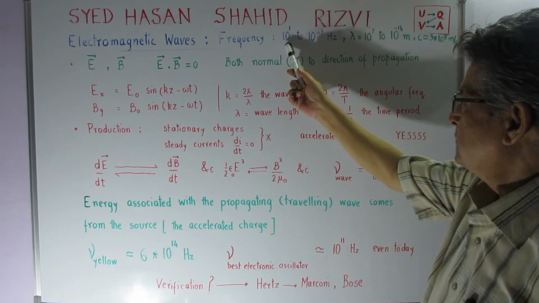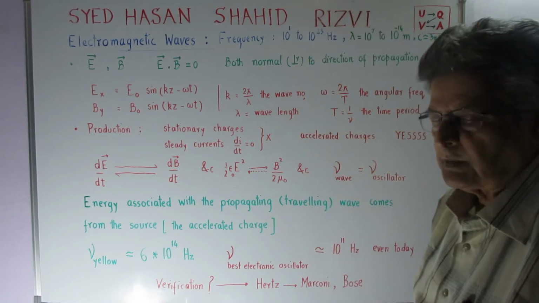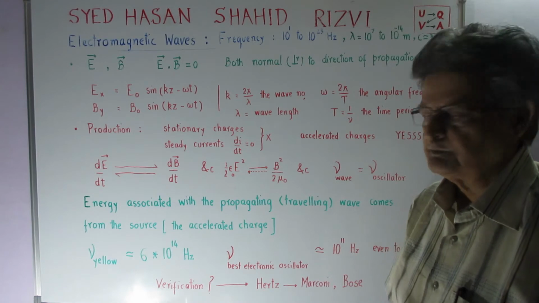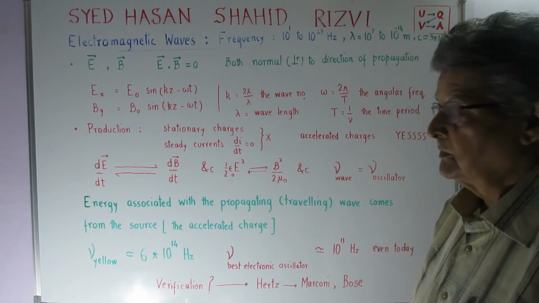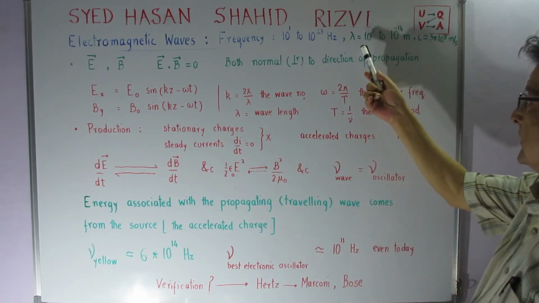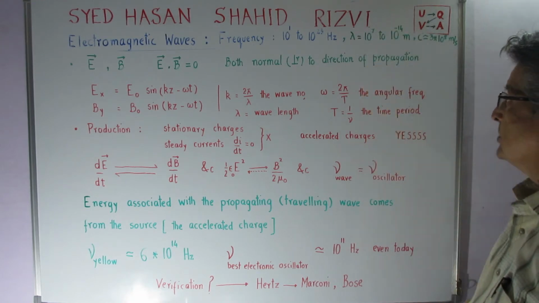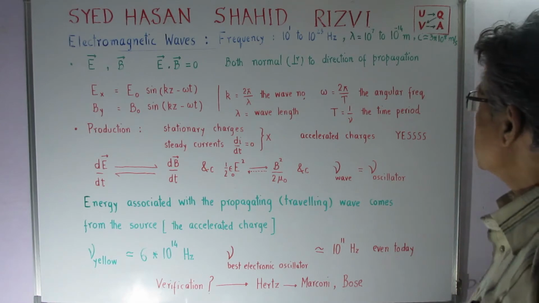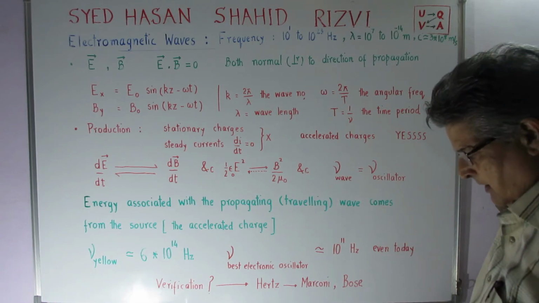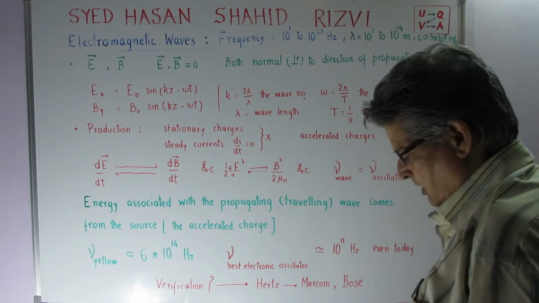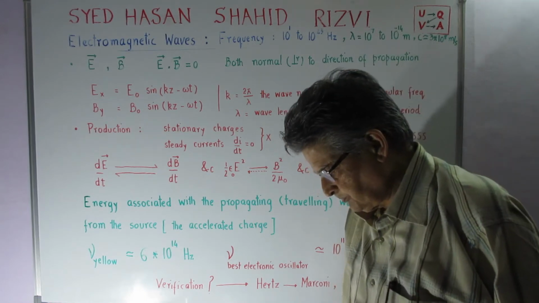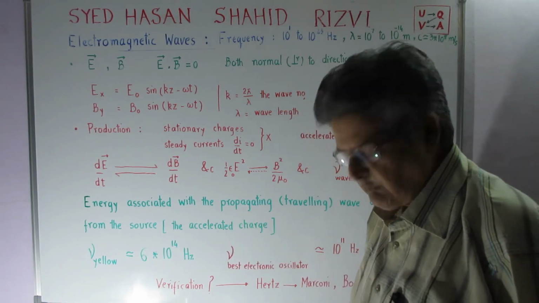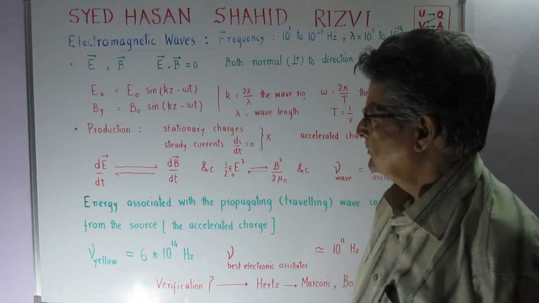The frequency varies from 10 to the power of 1 to 10 to the power of 23 hertz. And the corresponding lambda value goes from 10 to the power of 7 to 10 to the power of minus 14 meters. And of course, their speed is optimum in vacuum.